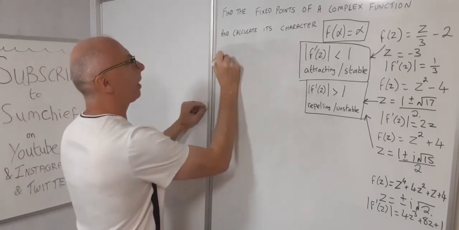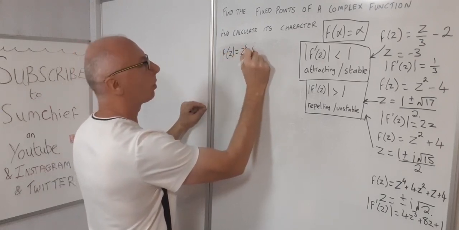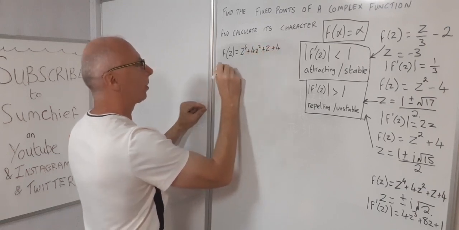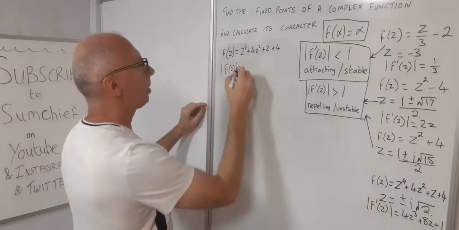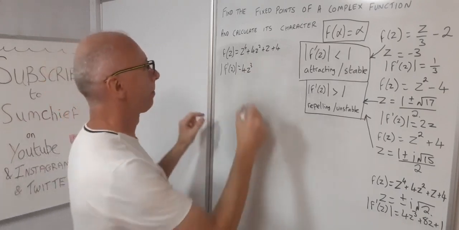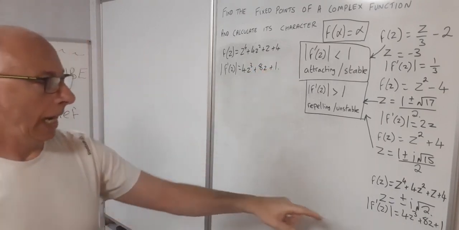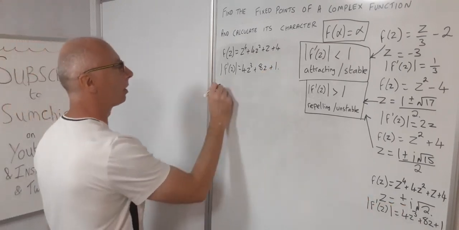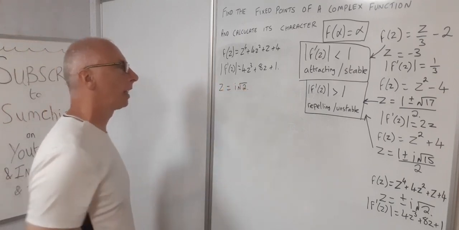So now we've got f of z equals z to the 4 plus 4z squared plus z plus 4, and our derivative is 4z cubed plus 8z plus 1. And our two values are plus or minus i root 2. Let's plug that in there.